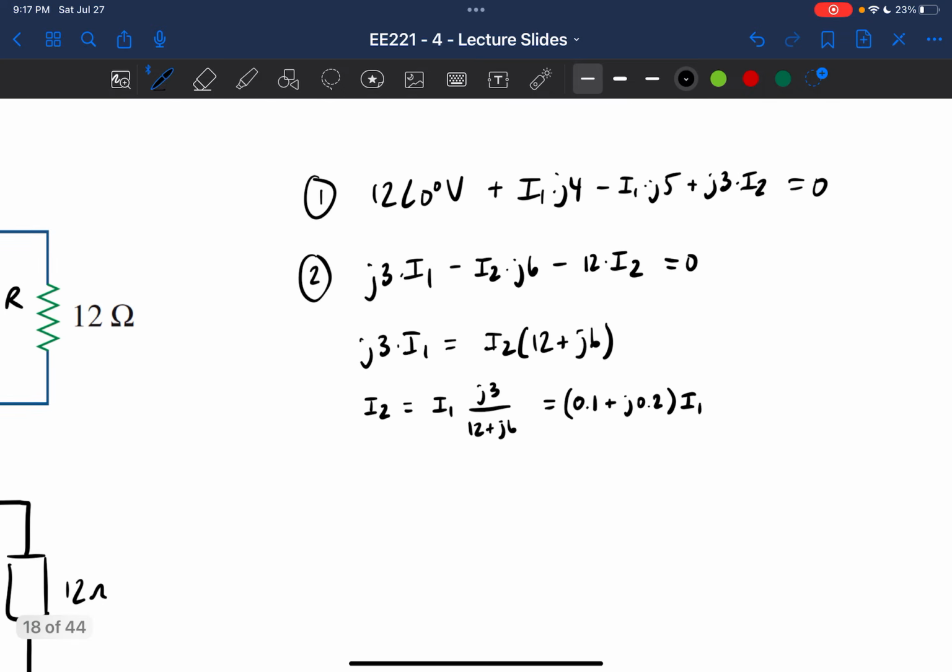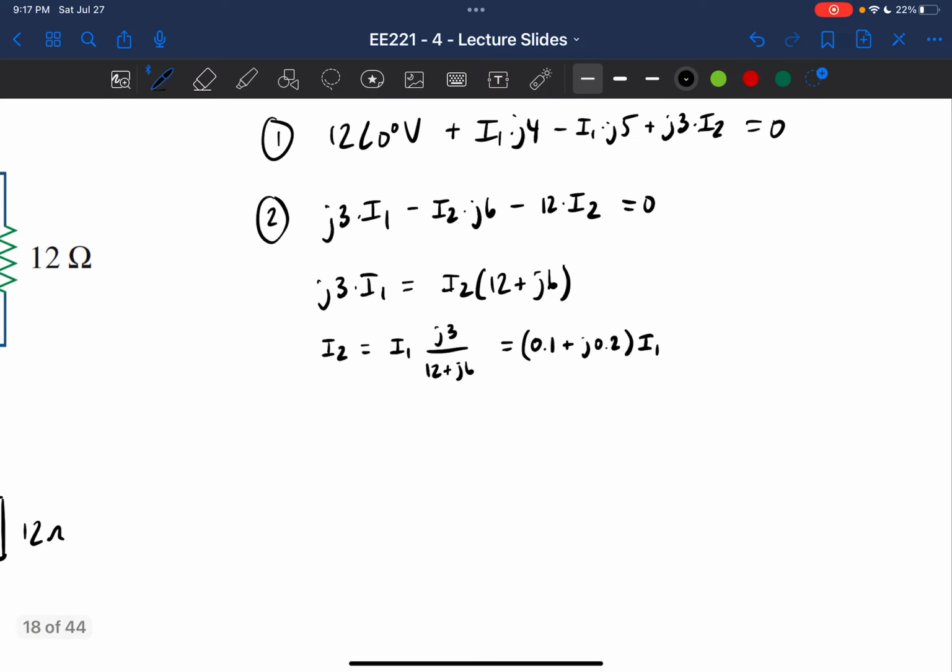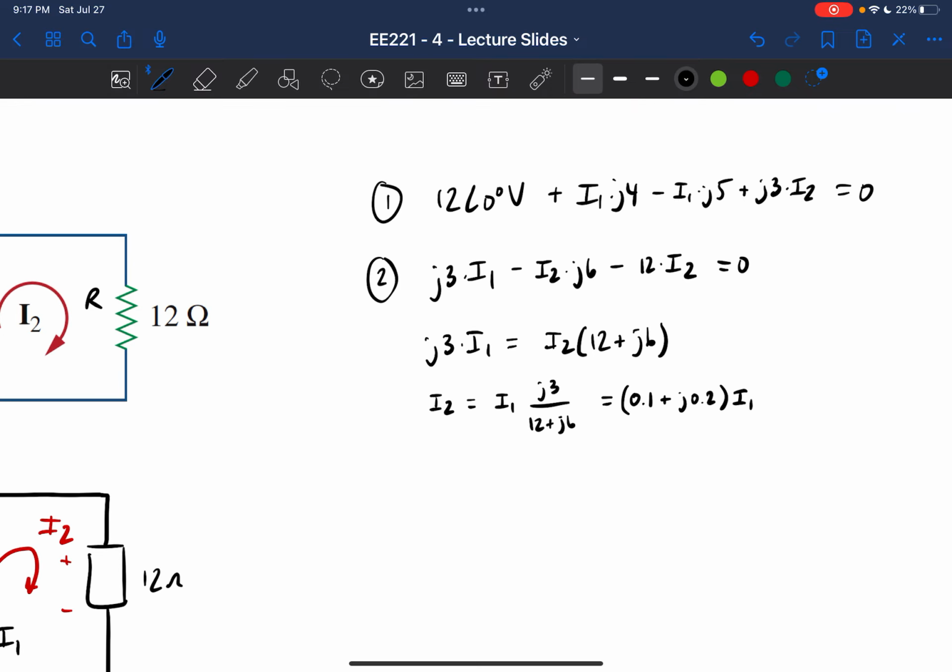And so now I can go and plug that into my first expression, right, using substitution. I can plug this in here. So let's rewrite equation 1. It's going to be 12. I'll just write 12 instead of 12 angle 0. You should know now that this converts to 12 plus J0 in rectangular. So I'm just going to write 12.